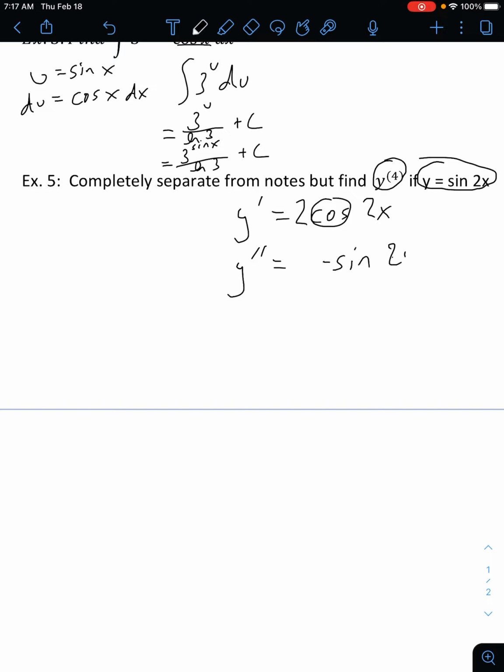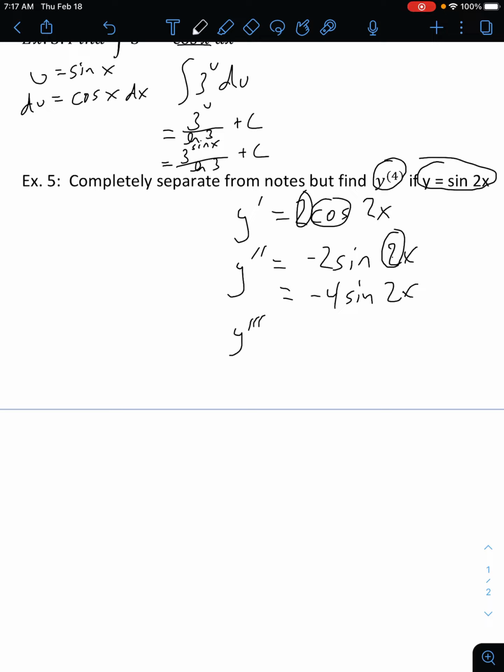Inside stays the same. I should have put the 2 out in front. That's my bad. So notice I keep that 2, and then I just put the negative in front. But then I have to multiply by the derivative of the inside again. So it'd be negative 4 sine 2x.